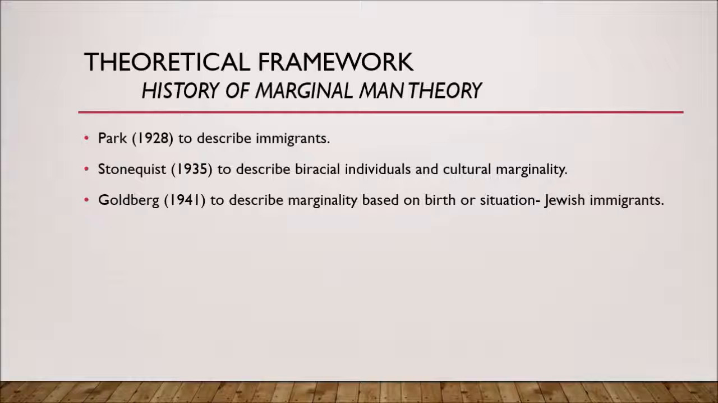Goldberg noted later, in 1941, that the theory could apply to marginality either based on birth, as with somebody who's biracial, for example, or as a situation that someone's in, for example, immigrants, and he specifically talked about Jewish immigrants.